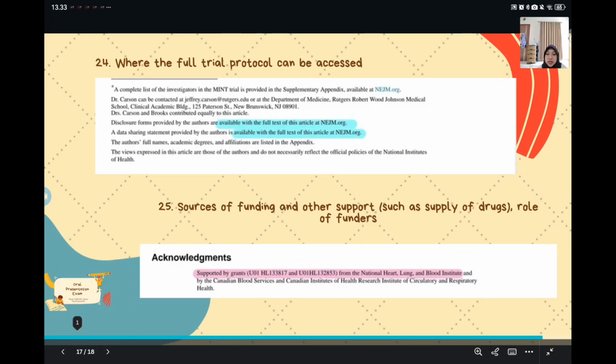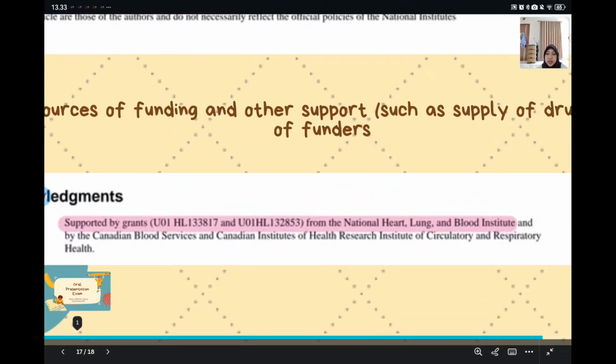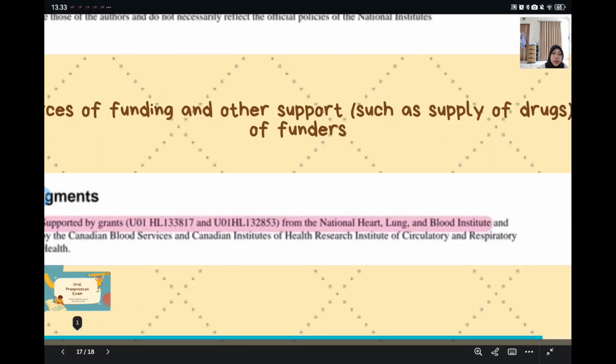And the last is source of funding and other support, which is also mentioned here. Supported by grants from the National Heart, Lung, and Blood Institute.